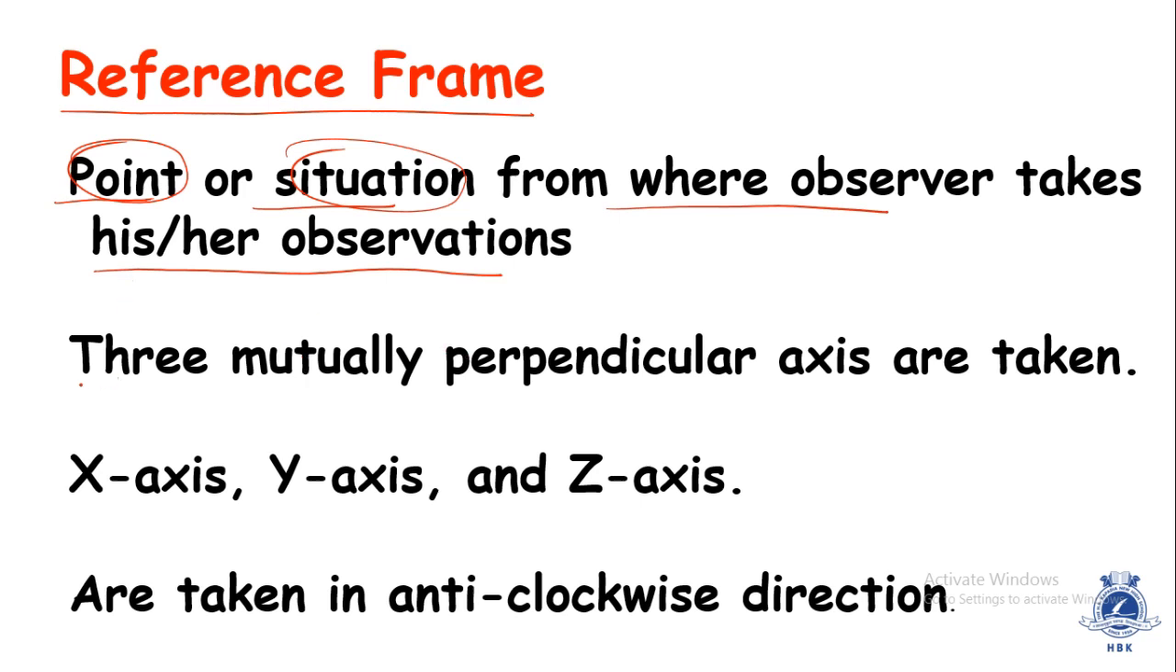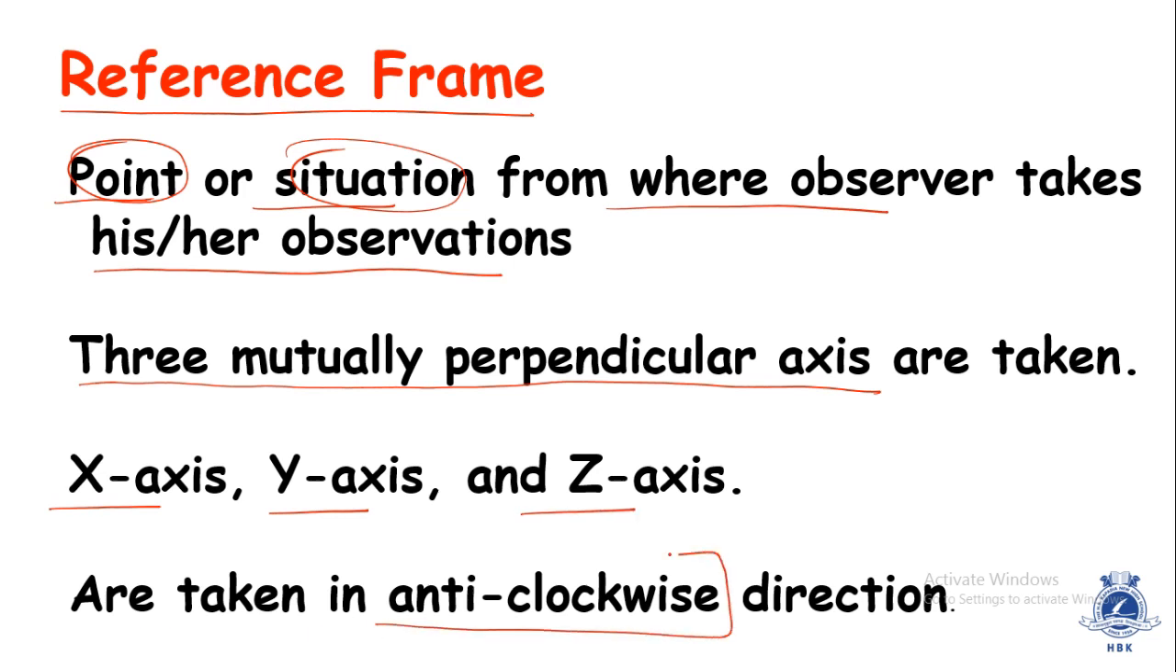In order to have a reference frame, you have to take three mutually perpendicular axes: the x-axis, y-axis and z-axis, and the rule is we have to take them in anti-clockwise direction. This is a very important condition. I think you have taken these axes in your coordinate geometry part in mathematics before. How do we have to take them? It is written anti-clockwise direction, but that's not quite intuitive.